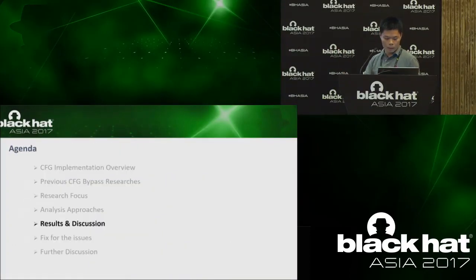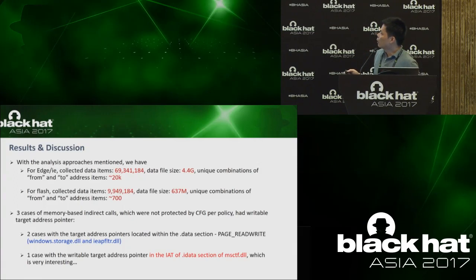Okay, so now let's talk about some results we obtained using this method. Using the analysis method we just mentioned, we collected on Edge and IE about 70 million indirect calls, and the data file size is about 4.4 gigabytes. After filtering out all those register-based indirect calls and all the duplicates, we ended up with a unique combination of from and to addresses of about 20K.